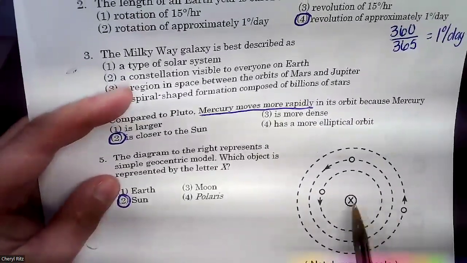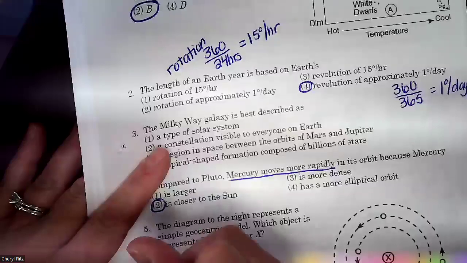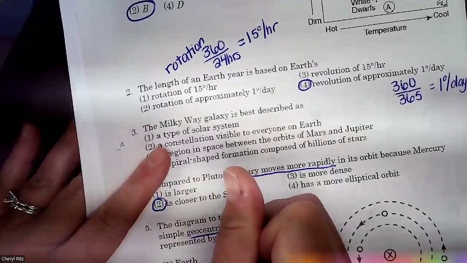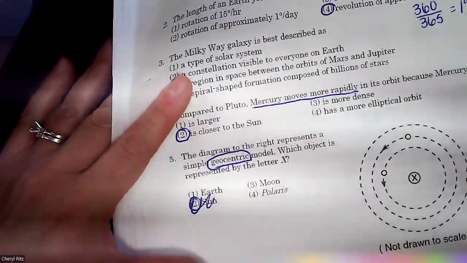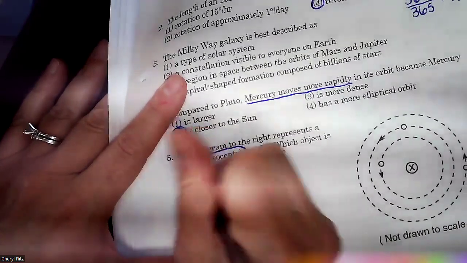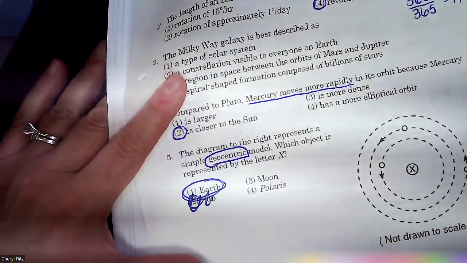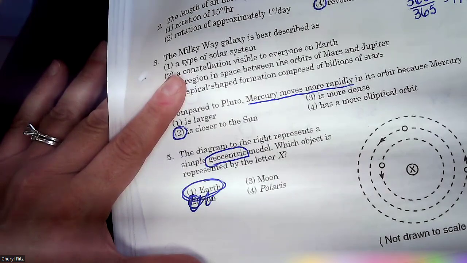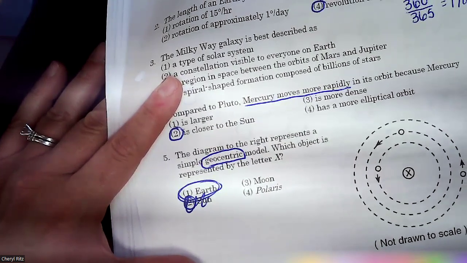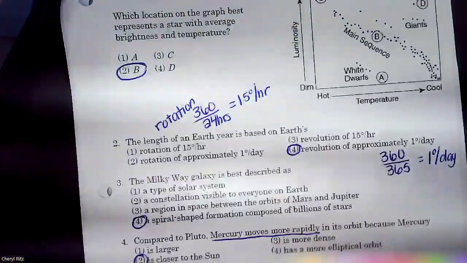What's represented by X? Now they do, oh, I lied. They told you in the reading, this is a geocentric model. So if it's geocentric, that's the Earth. That was me not reading the question. So please read the question carefully.